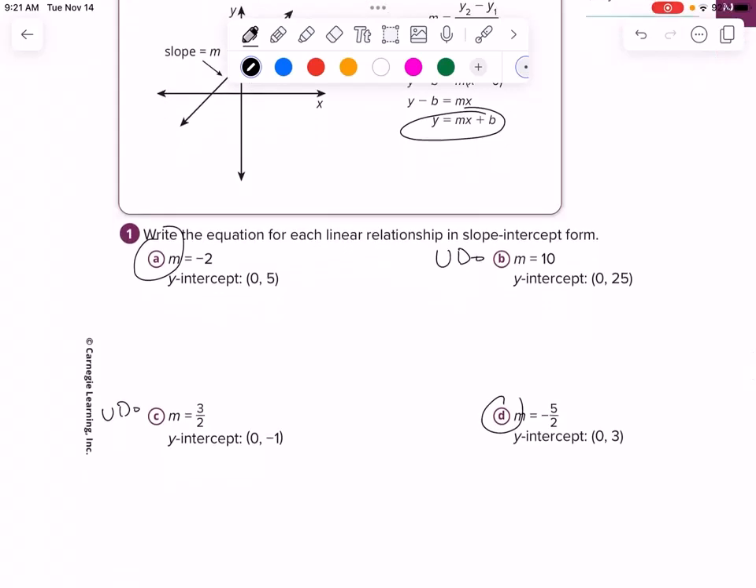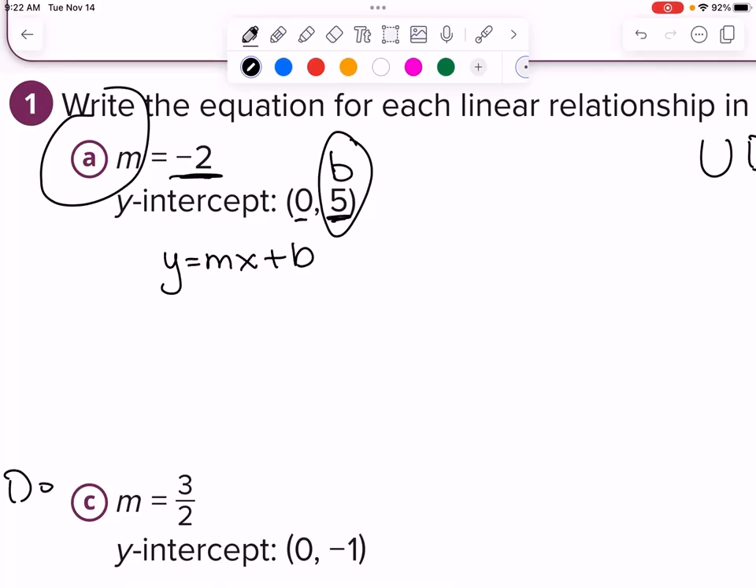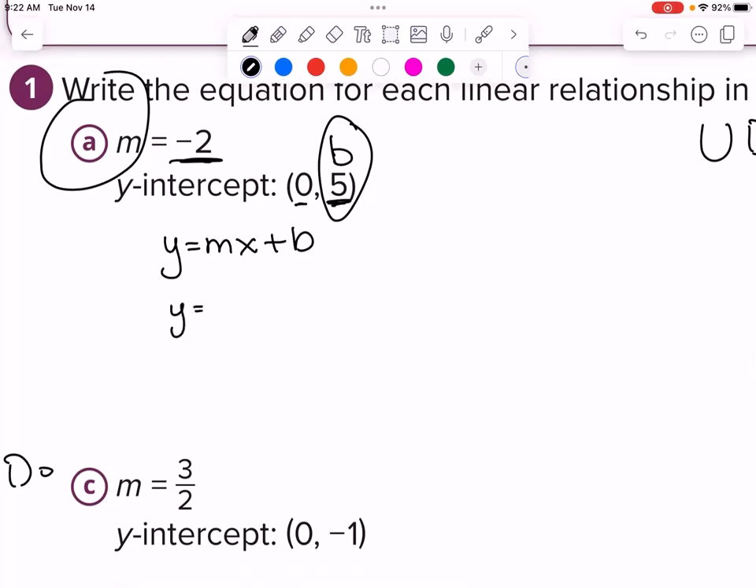We're going to do a and d together. I'm going to recommend that you do b and c as a u-do. It's just saying write the equation for each linear relationship in slope-intercept form. For this, simple enough. We have everything that we need. I'm just going to do it for this one. Right, this is m, and the y-intercept, this is b right here. We can just ignore that 0. So our equation for number 1a is y equal to negative 2x plus 5.